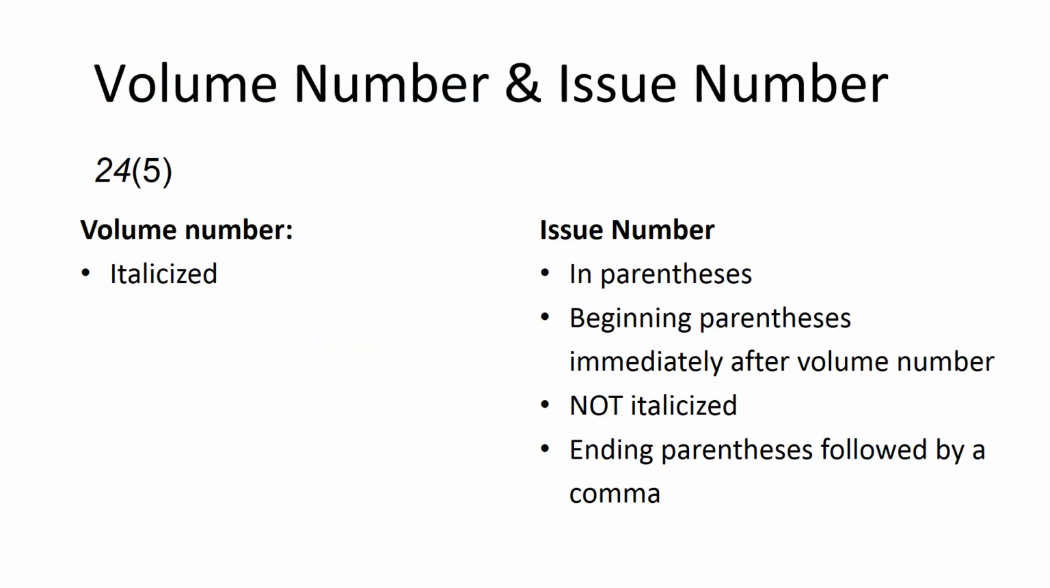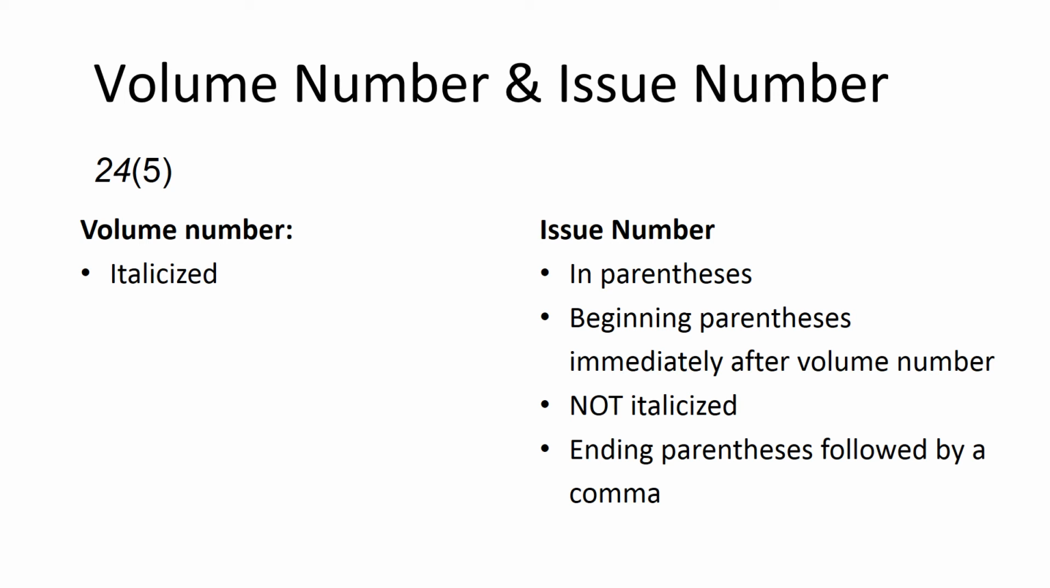The second component explaining where an article was published is the volume number. It's also italicized. The third component is the issue number. It's in parentheses immediately after the volume number. There's no space before the beginning parenthesis. The parentheses and issue number itself are also not italicized. The ending parenthesis around the issue number is followed by a comma.